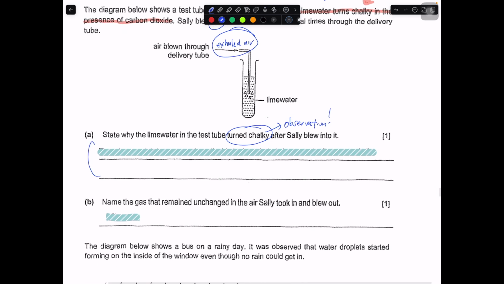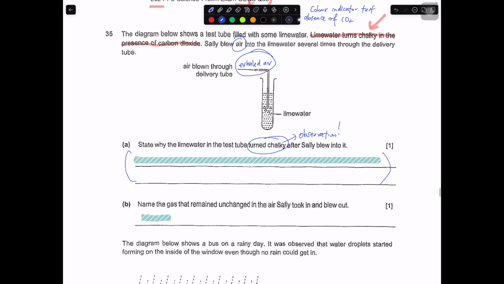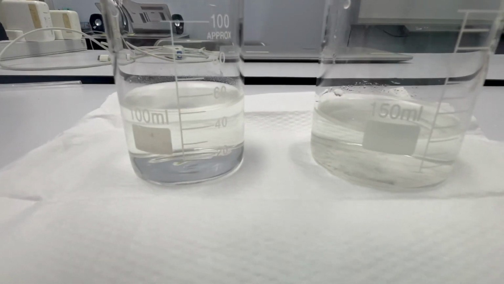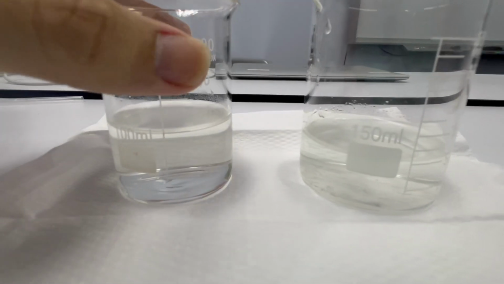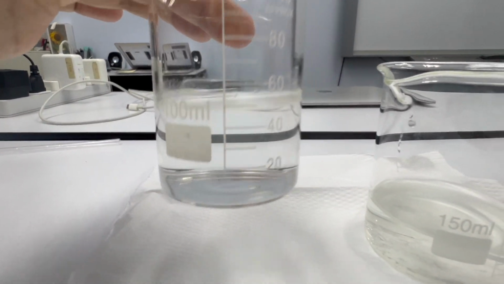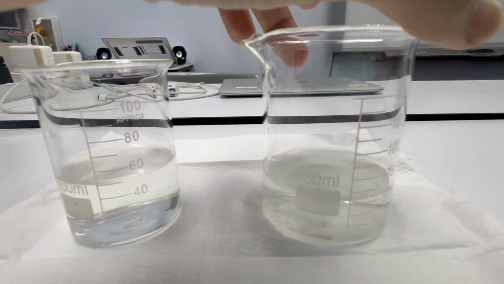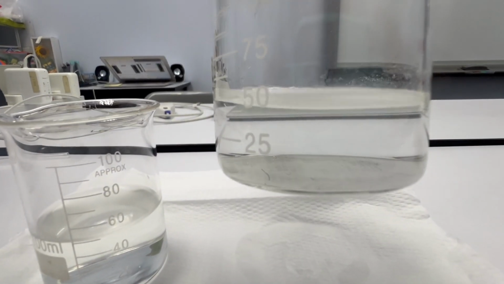So I've already done a video to show you the actual scenario that happened and the actual setup that checks for the presence of carbon dioxide that causes it to turn chalky. You can take a look in the video now. So over here, these are 50 ml of clear lime water. So let me show you this part. This is clear lime water. This is also 50 ml of clear lime water.